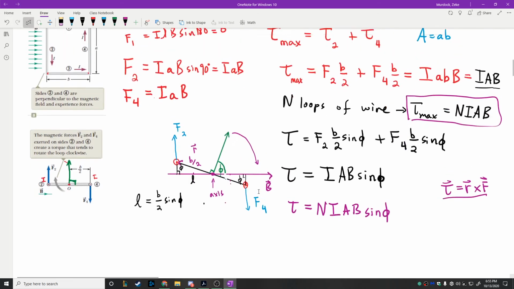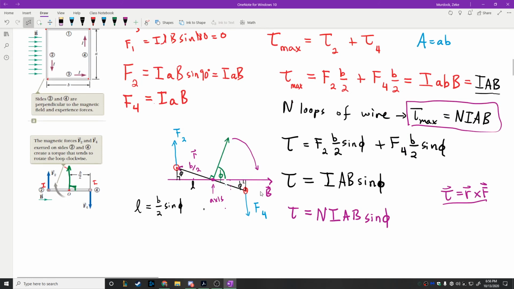But what I'm going to do now is use this symbol here, mu. It's going to be a vector, and we're going to say it's equal to N times I times A. A is going to be the area vector of the loop. The area vector of the loop is effectively what I've drawn here, but I don't want you to think about that for now. What I want you to think about is that we can define this thing that we call the magnetic moment.